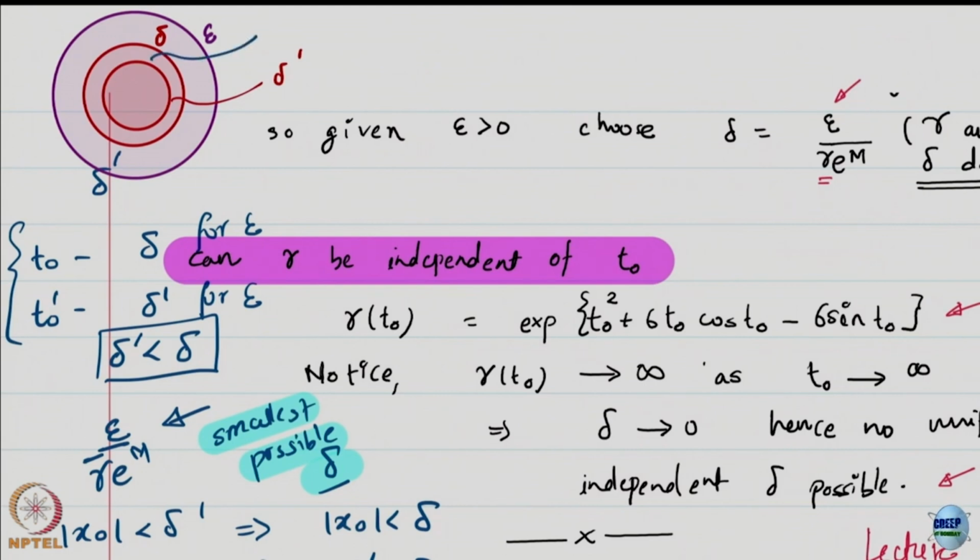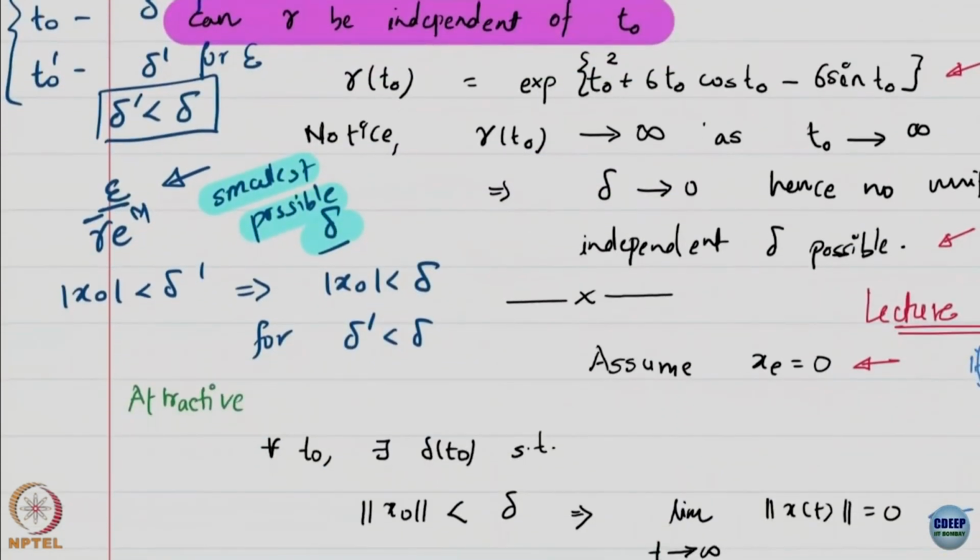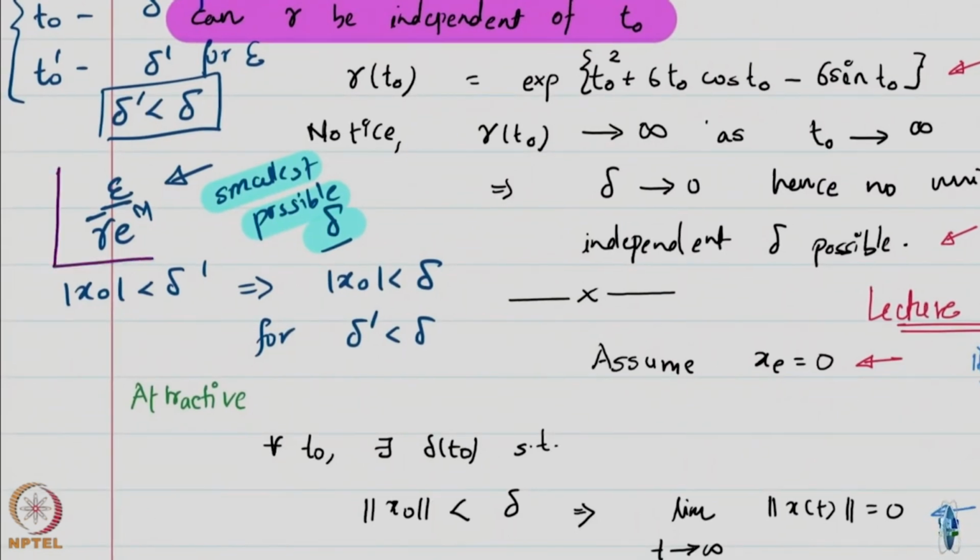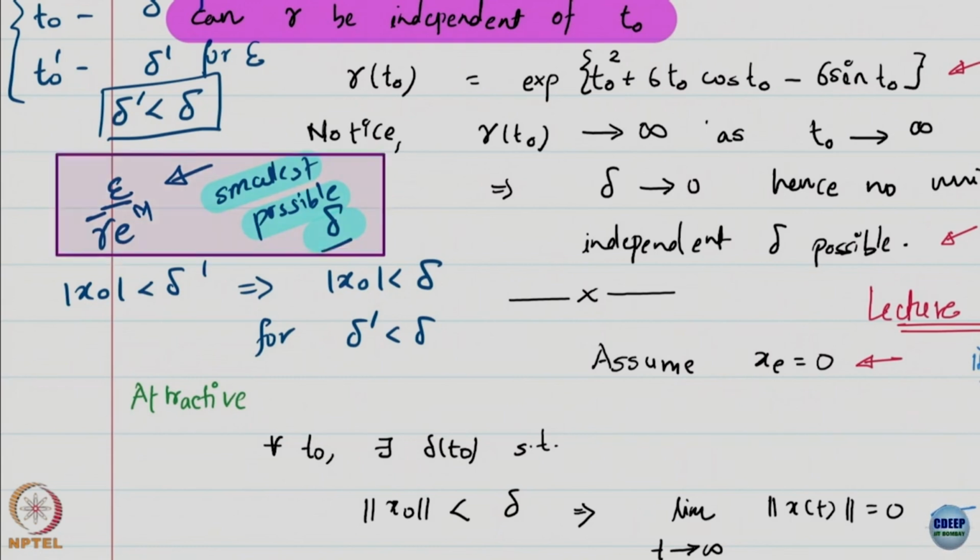So, if I extend this to all possible initial times, I have to find the smallest delta, always. If I want to get uniformity, I must find the smallest delta. So, that is what is mentioned here. So, I want to find the smallest possible delta, which means I want to find the largest possible gamma in this case, right. Now look at the expression for gamma.